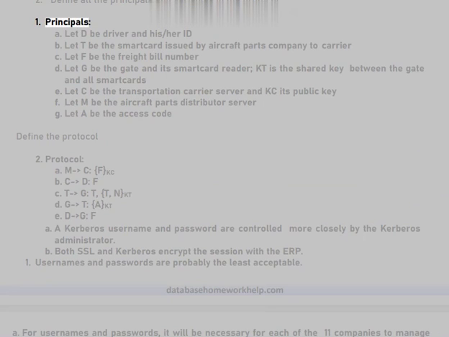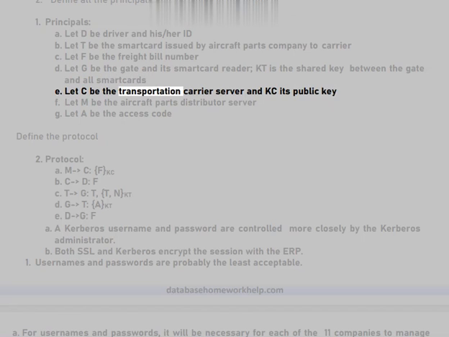1. Principals. A. Let D be the driver and his or her ID be. B. Let T be the smart card issued by the aircraft parts company to carrier C. C. Let F be the freight bill number D. Let G be the gate and its smart card reader. KT is the shared key between the gate and all smart cards.